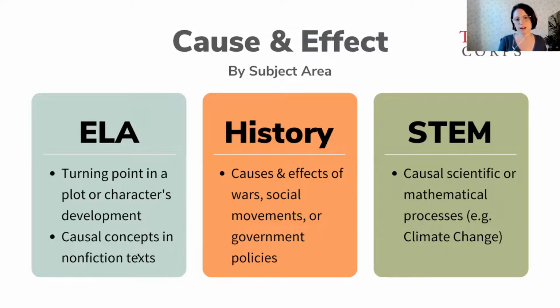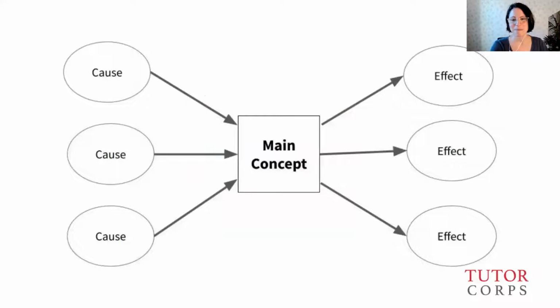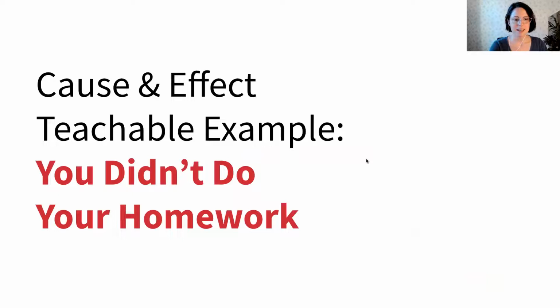Also, of course, causal concepts in nonfiction texts. In history, anything related to causes of wars, of social movements, of government policies. And then in STEM, again, any causal process. So climate change is an easy example that comes to mind for me. There's, you know, clear causes, clear effects. Okay, so this is what that looks like again, causes and effects. And the example we'll do here is you didn't do your homework.